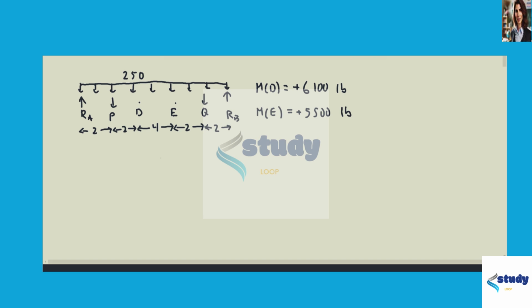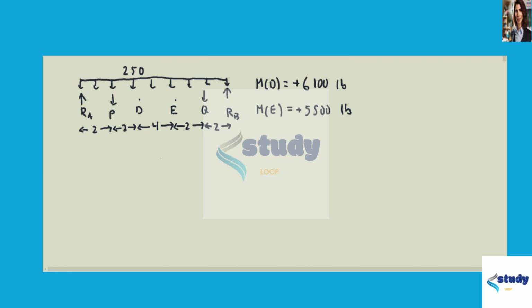In this problem, we have a simply supported beam AB with a uniformly distributed load and two unknown loads, P and Q. We're given the values of the moment at points D and E, and we want to solve for the unknown applied loads P and Q and draw the shear and bending moment diagrams.